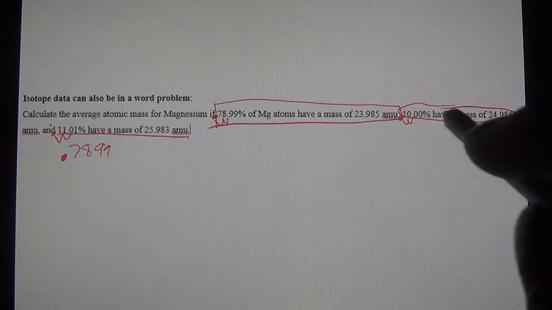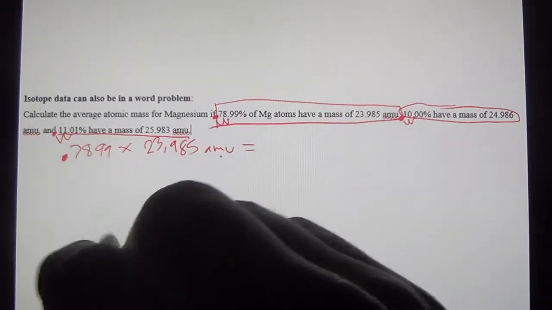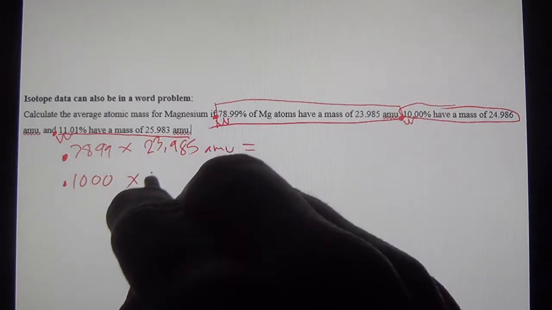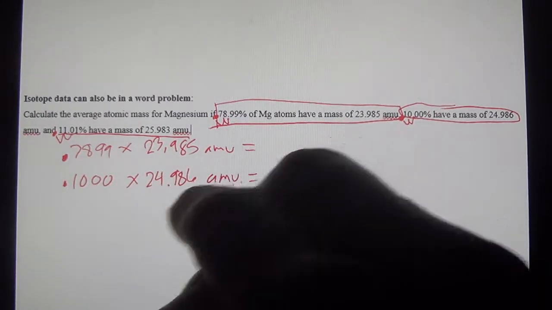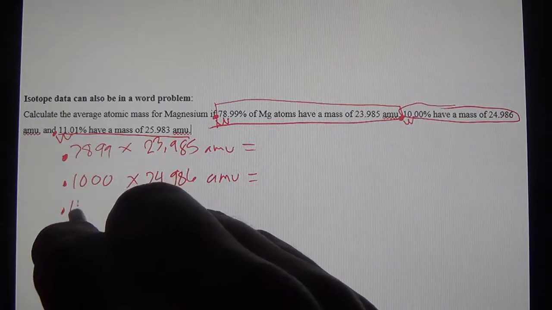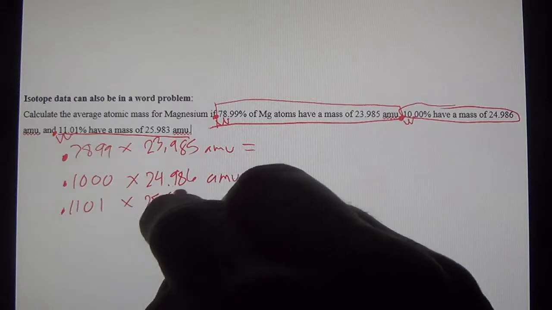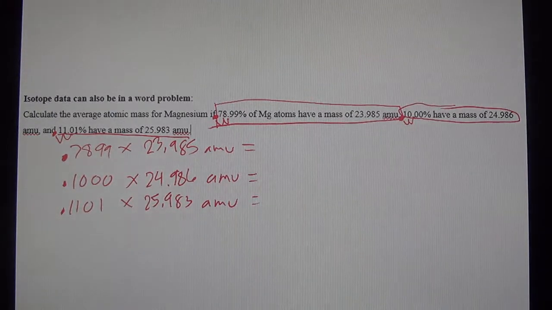But we're going to move the decimal, and I have 0.7899 times 23.985 AMUs. And I have 0.1000 times 24.986 AMUs. And I have 0.1101 times 25.983 AMUs. Okay, and I'm going to put this through the calculator.